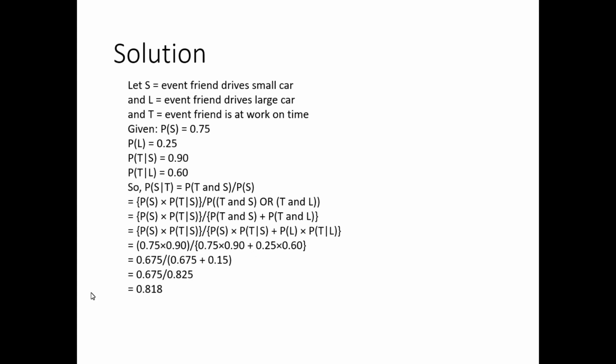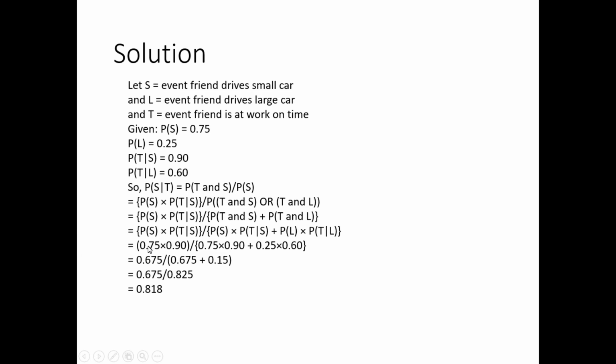Then on bottom, we have to take that same thing that's on top. That's always going to be the first thing that we're adding because that's always part of the larger probability of being on time, which we're looking for here, or being defective, which we were looking for last time. But we also need the probability that he's on time when he drives the large car. That probability can be found as the probability of driving the large car, P of L, 0.25, times the probability that you're on time when you drive the large car, P of T given L, 0.6.